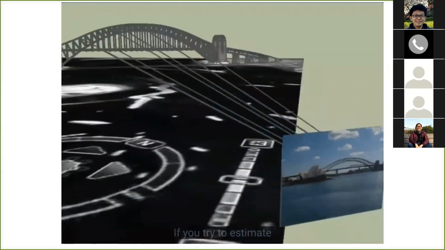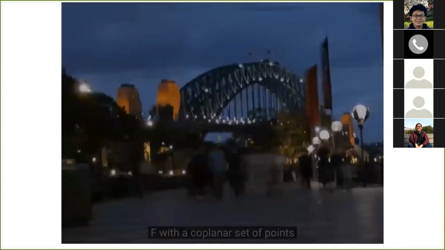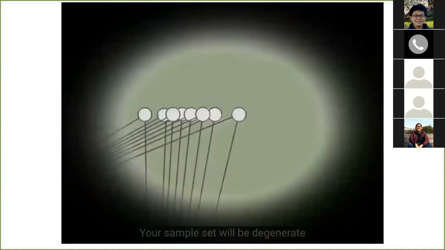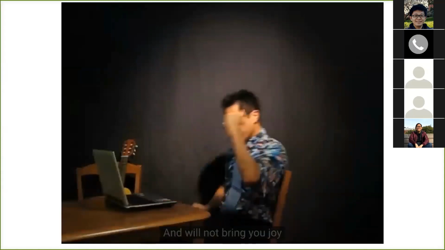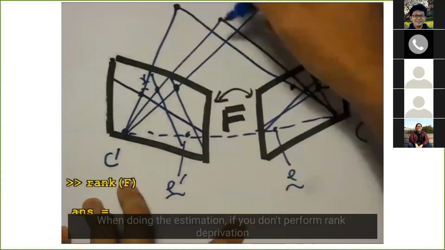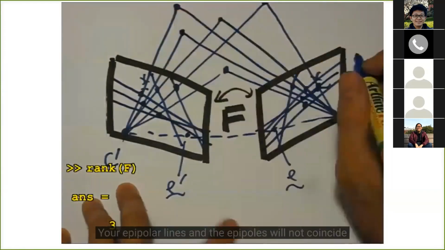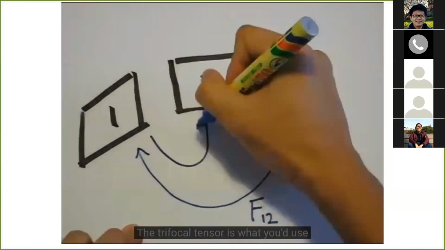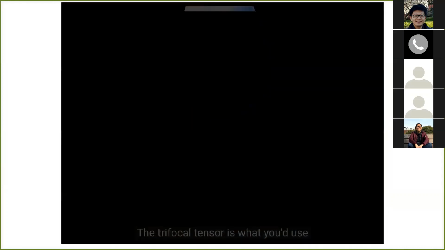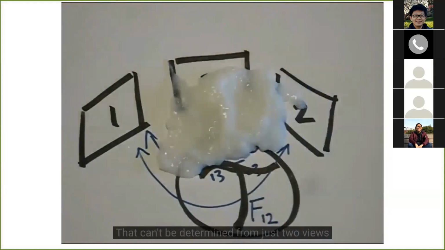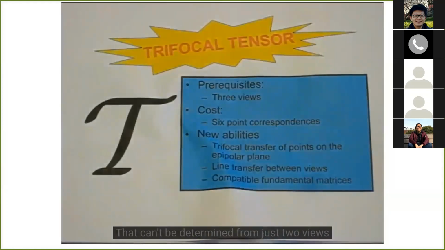Try to estimate F with a coplanar set of points, your sample set will be degenerate and will not bring you joy. When doing the estimation, if you don't perform rank reduction, your epipolar lines and the epipoles will not coincide. But if you see 3 views, the trifocal tensor is what you use. Constraints from the 3rd view act like glue that has been determined just for you.